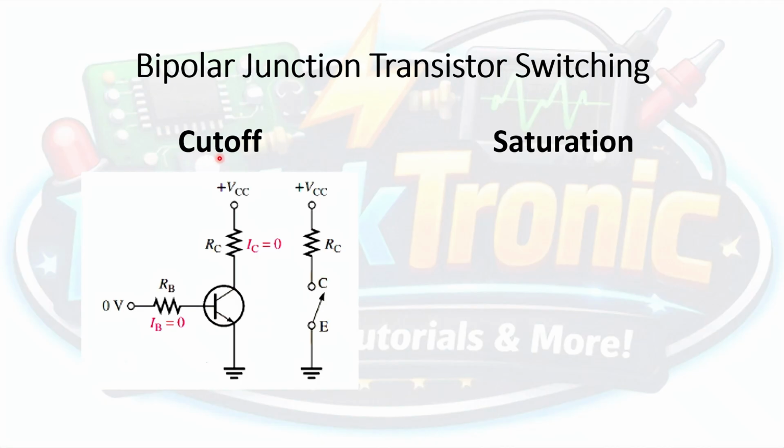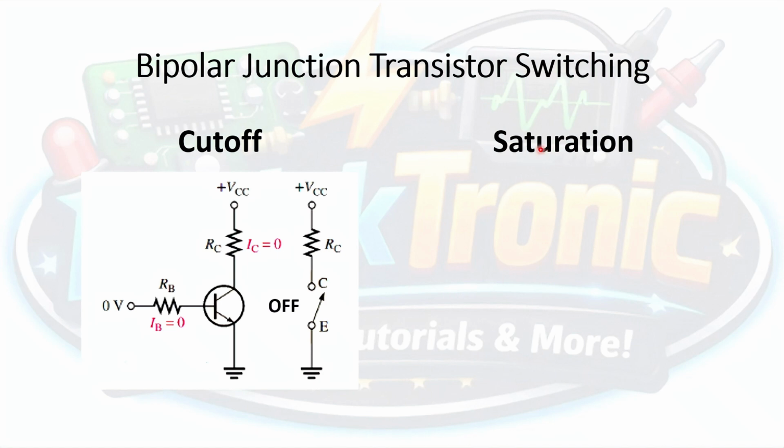Now, a BJT is in cutoff if the base current is equal to 0. When the base current is 0, the collector current is also 0. And when that happens, the base-emitter and the base-collector junctions are both reverse biased. When this happens, the transistor is similar to an open switch. Or we can also say that when the base current is 0, the transistor is off, or in its off state.